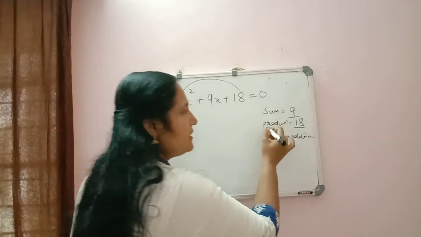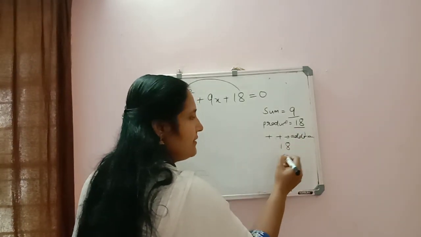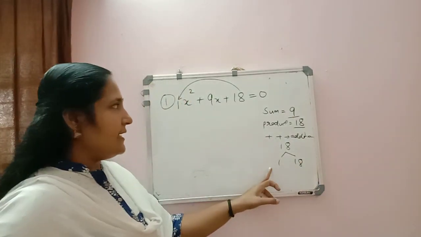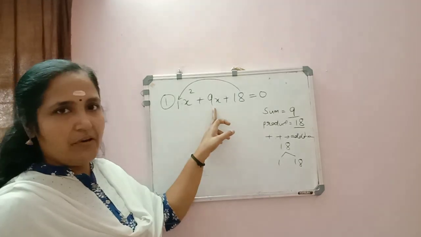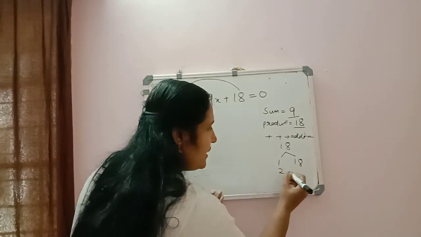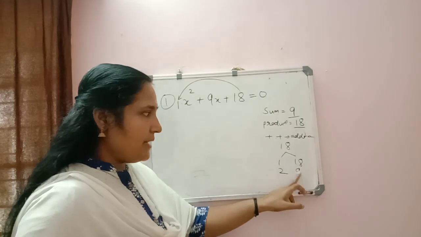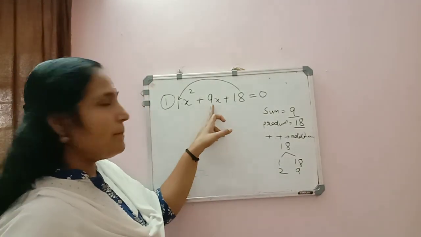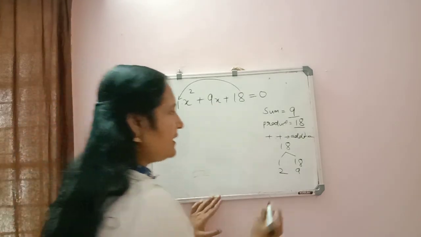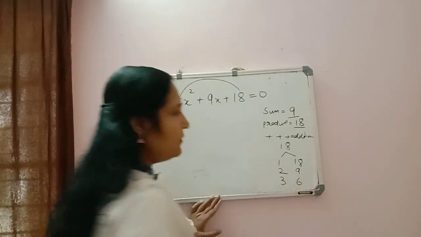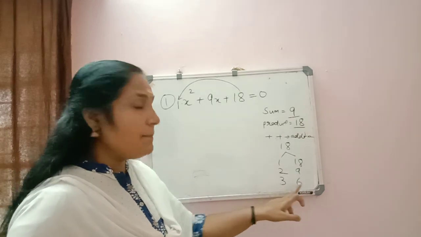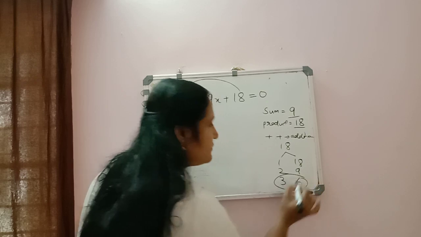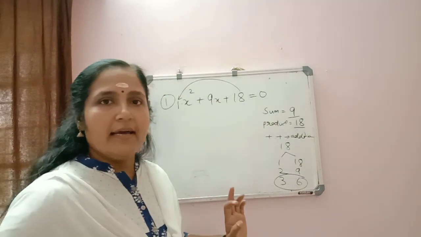Now we will check the numbers which give the product 18. First is 1 into 18, 18. But 18 plus 1 will not give you 9. Next is 2 into 9, 18. But 2 plus 9 will not give us 9. Then next is 3 into 6, 18. And 3 plus 6 is equal to 9. So we got the two numbers which we have to take, 3 and 6.